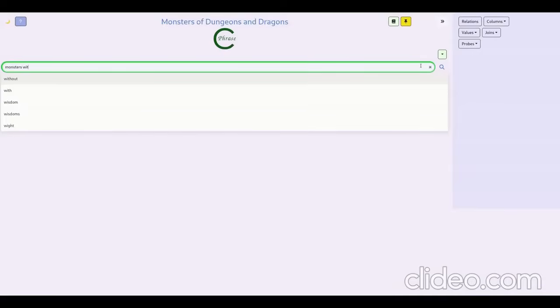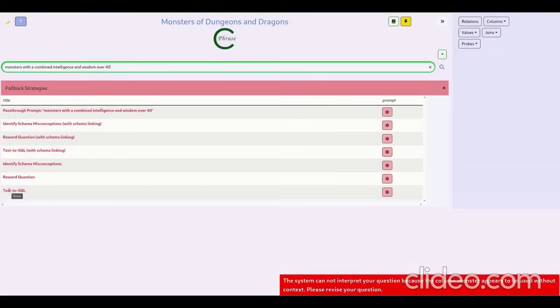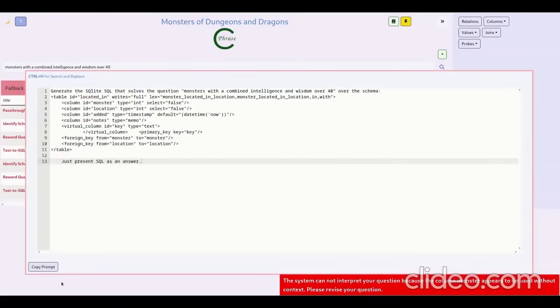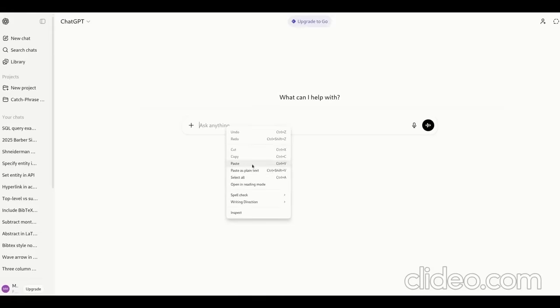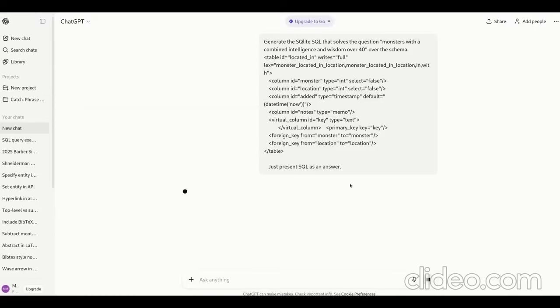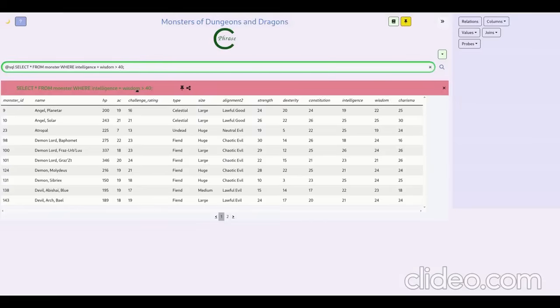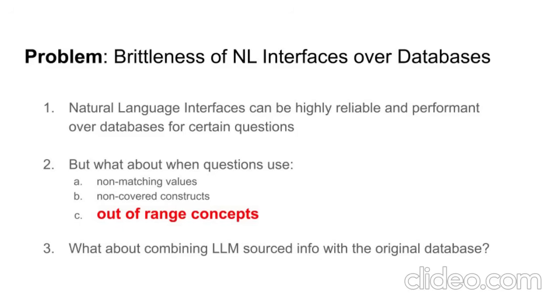Now the monsters with a combined intelligence and wisdom over 40. So in this case here, what we need is to generate just some SQL, some text to SQL, and here we're going to use ChatGPT to generate that. And then what we get out here is the actual SQL that the system was unable to actually generate itself, but now what we can do is literally have that SQL evaluated over the database. So because we asked for this idea of combining stuff, we're still able to get the answer. What about out of range concepts?